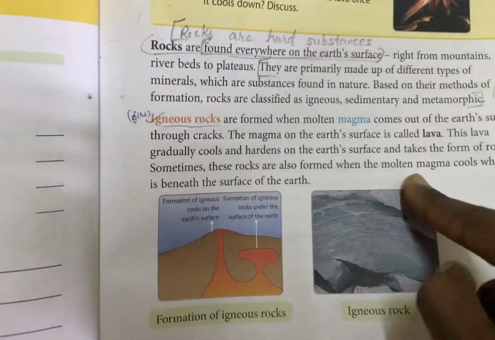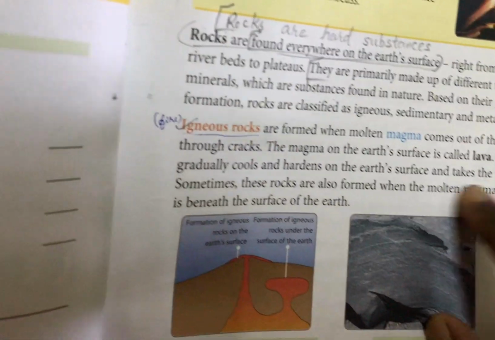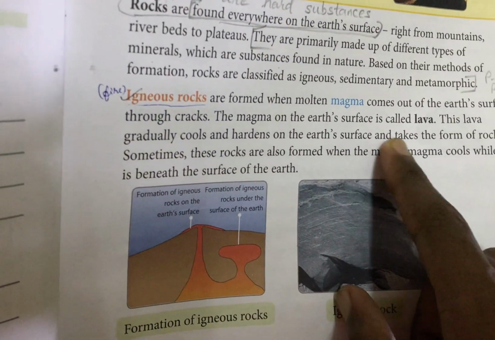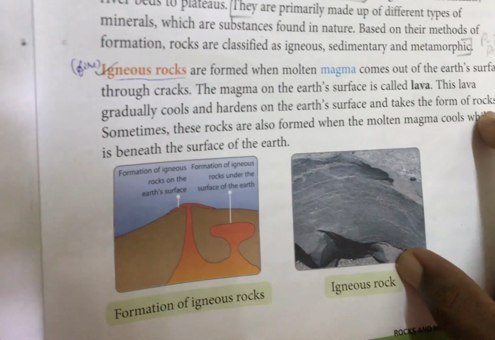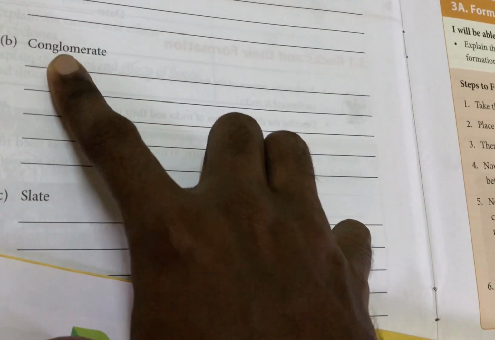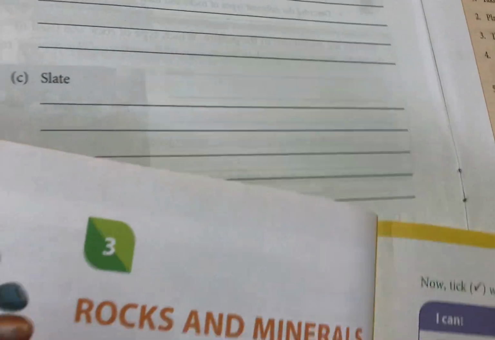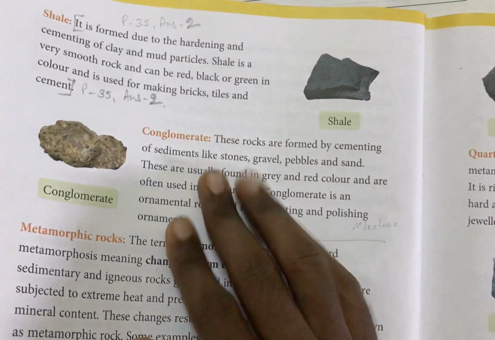So the answer is up to this form of rocks: it cools and hardens on Earth's surface and takes the form of rocks. This is the answer for short note number 1, that is igneous rock. What is the second one? It is conglomerate. You can write down the short note from the textbook only.